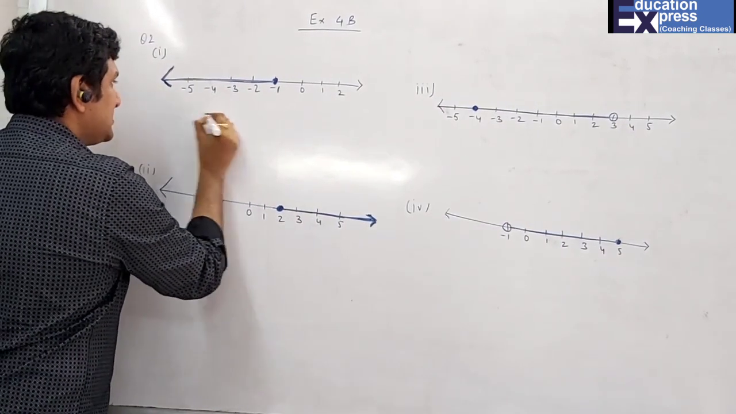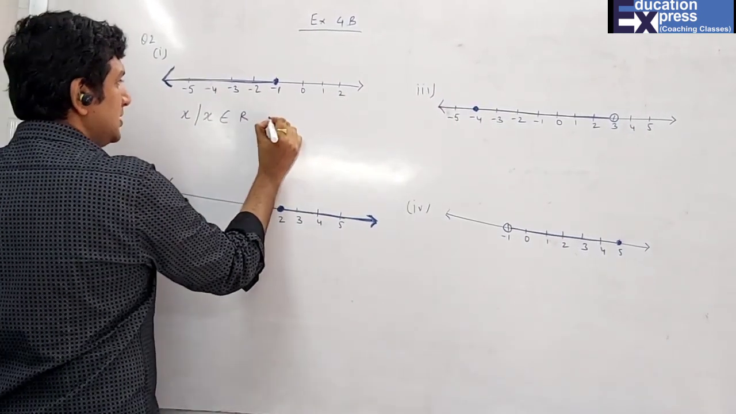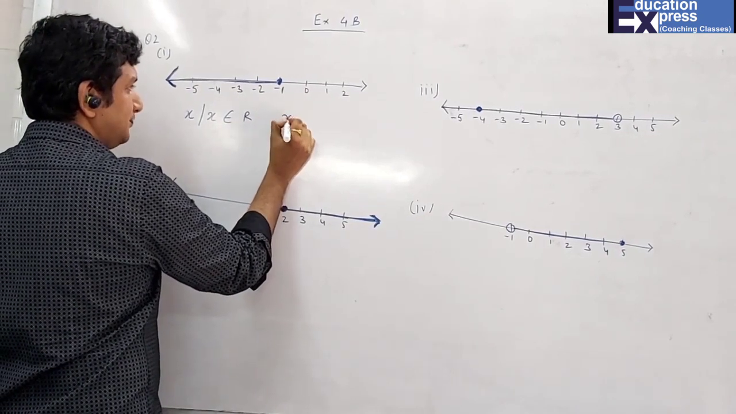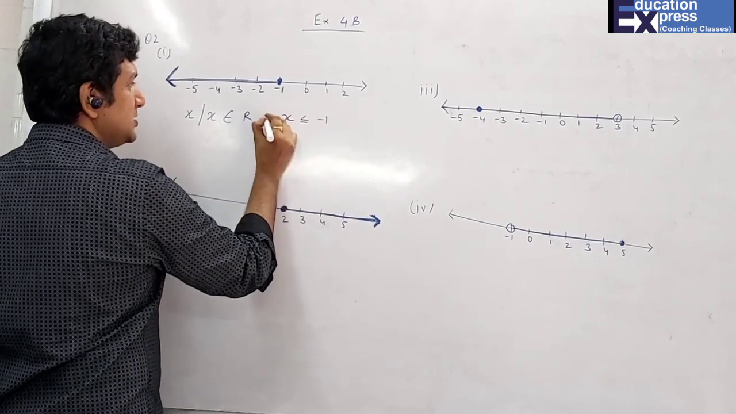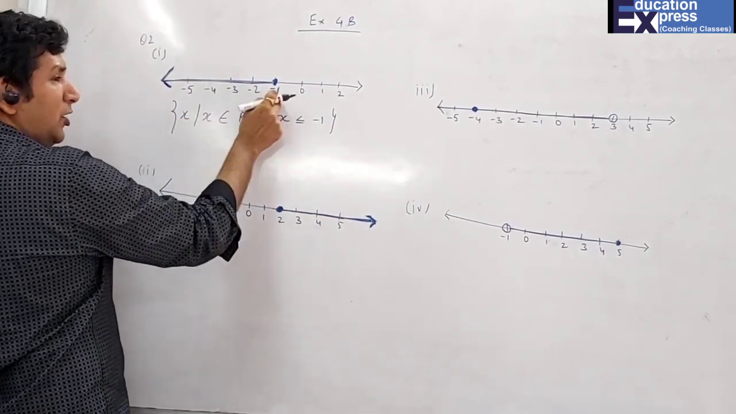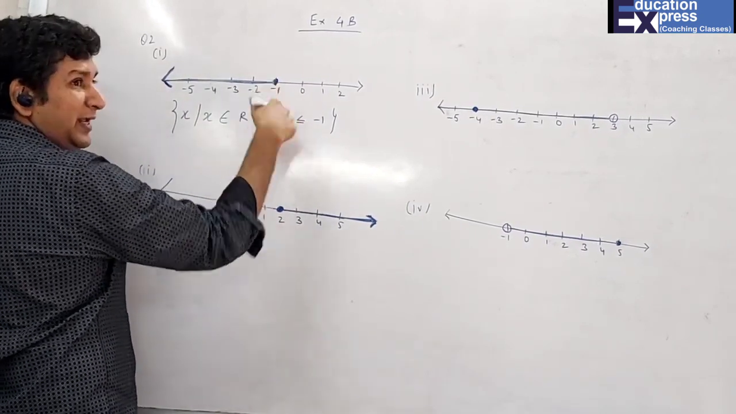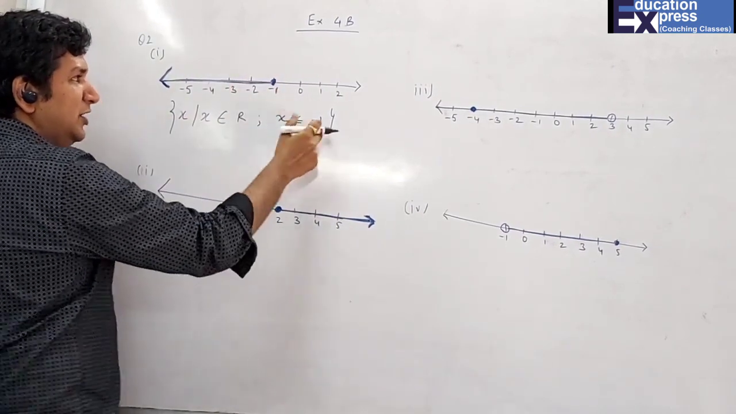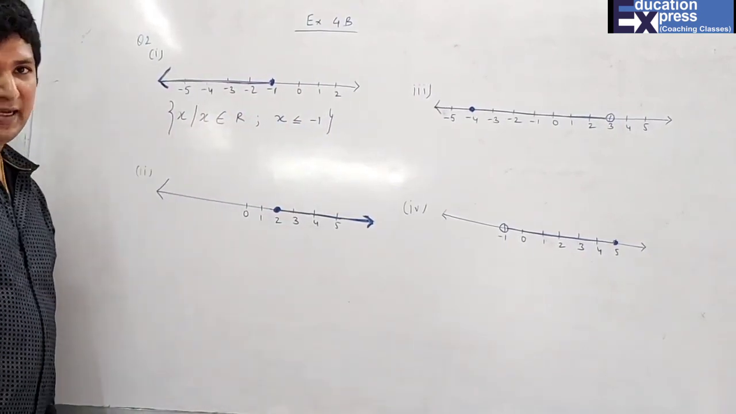So x such that x belongs to real numbers and x is less than or equal to minus 1. What do you mean by this statement? That it's the whole real number line and x is less than or equal to minus 1, because it's going on the left hand side. All the numbers, there is no limit on the left hand side.